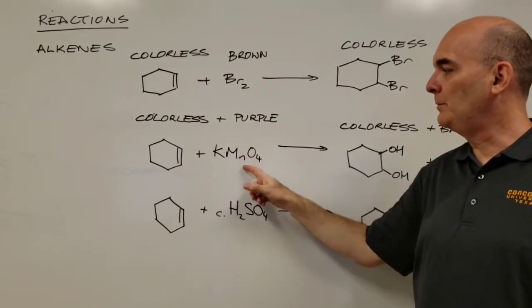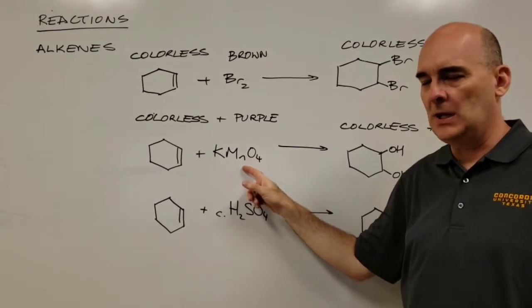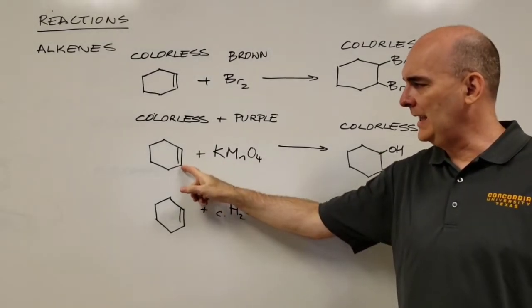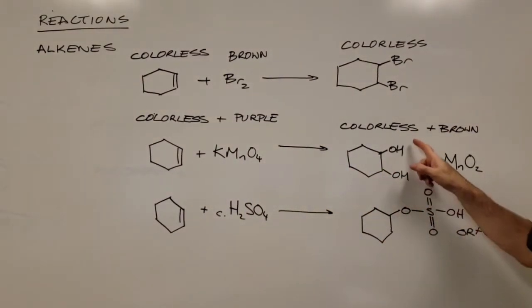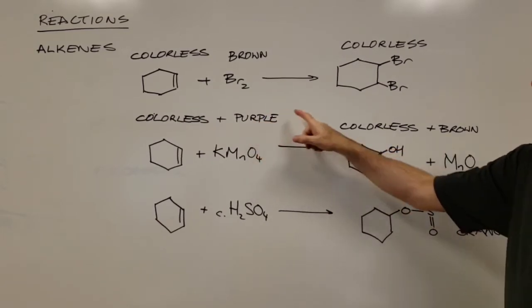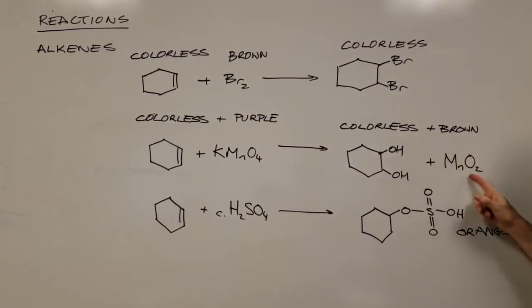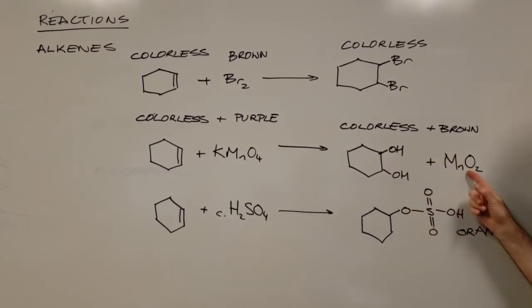With potassium permanganate, which is an intense purple color, expect an alkene to add two alcohol groups across that original double bond. Again, your purple color goes away, but this time it's replaced by the brown color of manganese(IV) oxide. This is manganese in the +7 oxidation state, manganese in the +4. They're different colors.